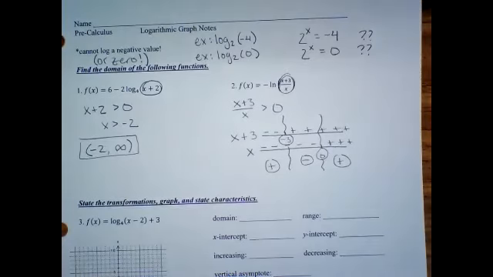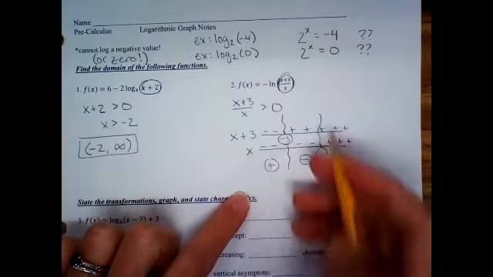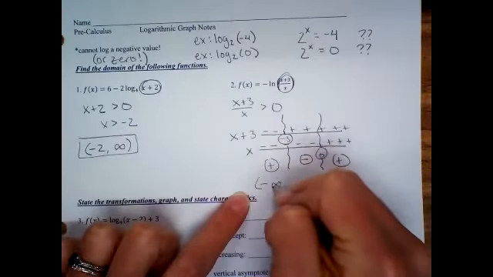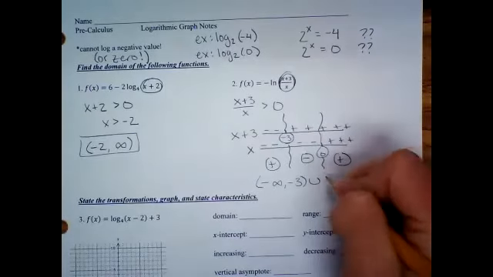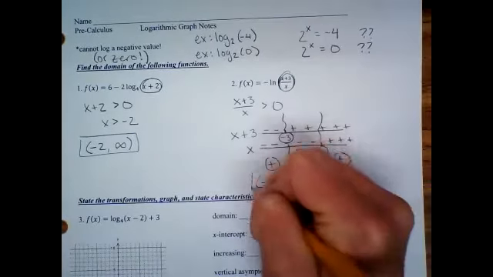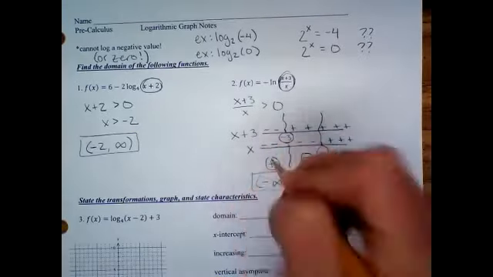Do we want the positive sections or do we want the negative section? Good. We can't log a negative. We want the positive section, so it would be -infinity to -3. Union, and then what? Yeah, 0 to infinity. So again, I basically threw that one on there for us to review our number lines.